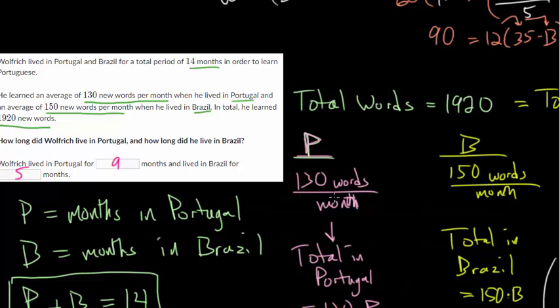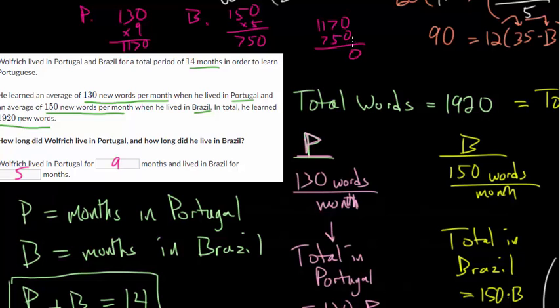But let's check this. So he learned 130 words per month in Portugal. So we can do 130 times 9. That would be 900 plus 270, which would be 1170. And then for Brazil, so that was for Portugal. For Brazil, he learned 150 words per month, but he was there for 5 months, so times 5, so that's 750 words. And if we add these together, 1170 plus 750, we should get 1920. So that's 0, 2, carry the 1, we get a 9, and the 1 goes down. So it worked. Our numbers did make sense. We checked it with the information.